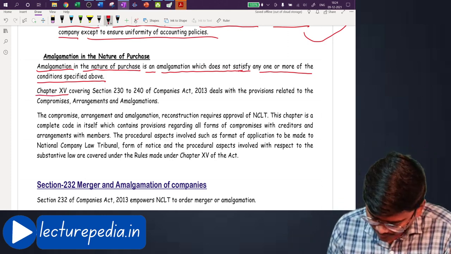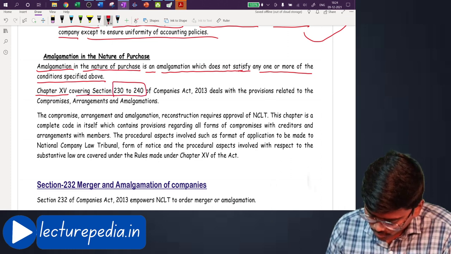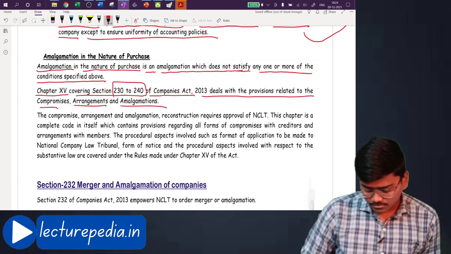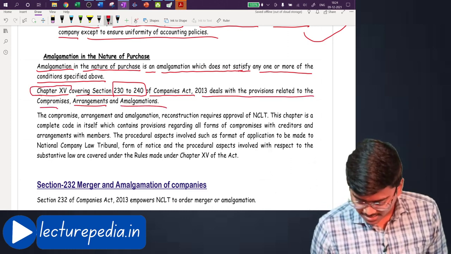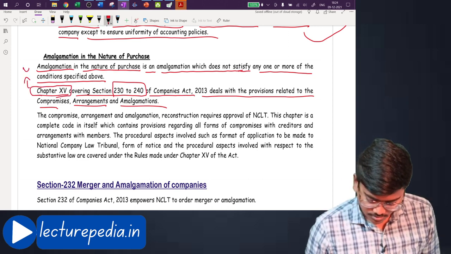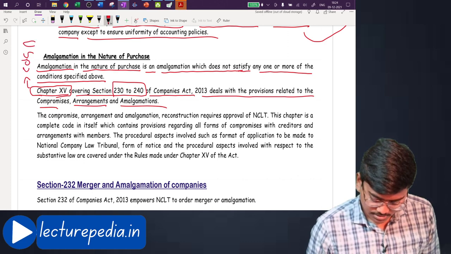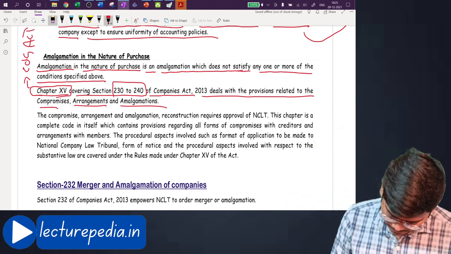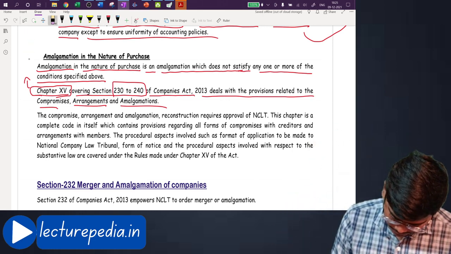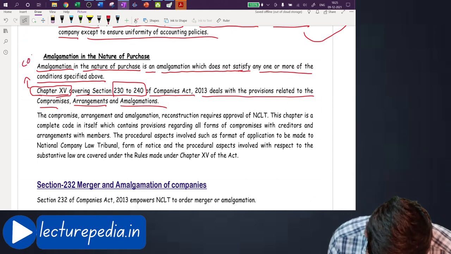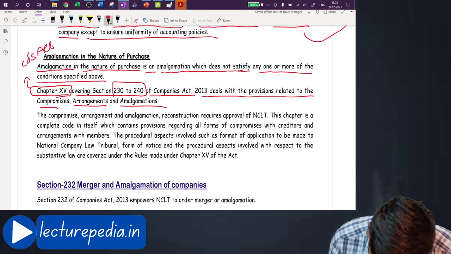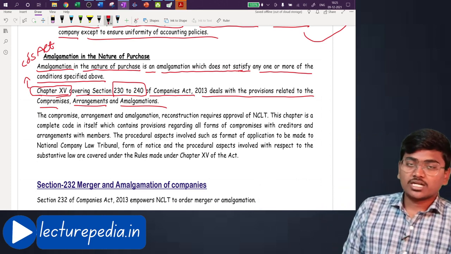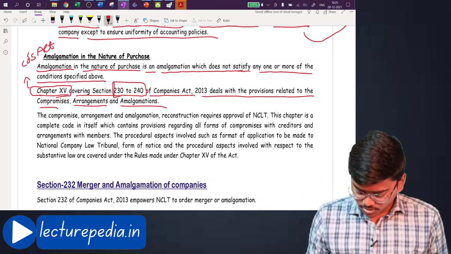Okay, chapter 15 covering section 232 to 240 of Companies Act 2013 deals with provisions related to compromise, arrangement and amalgamation. Basically, the chapter which we are presently reading is chapter 15 as per Companies Act. As per Companies Act, this chapter, that is compromise, arrangement and amalgamation, is covered under chapter 15, which deals with section 230 to 240.